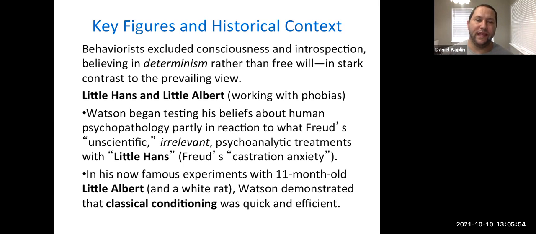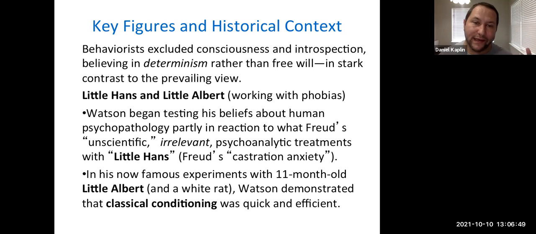All right. So when we think of little Hans and little Albert, which were 2 different approaches. Little Hans was the example that Freud used to demonstrate castration anxiety, and little Albert was a child that Watson used to demonstrate the concepts of classical conditioning. Now, in the little Albert experiment, he took an 11-month-old baby who was originally not afraid of a white rat. And through classical conditioning, he demonstrated that you could create a fear to something such as the white rat.